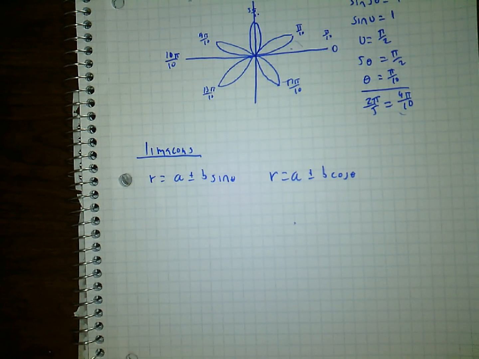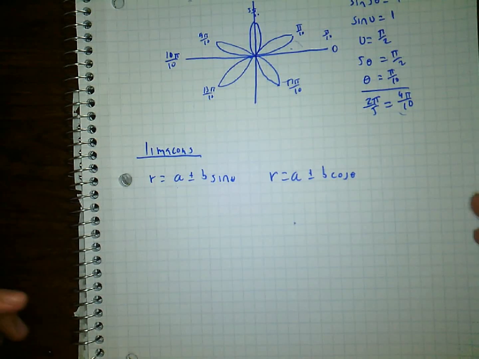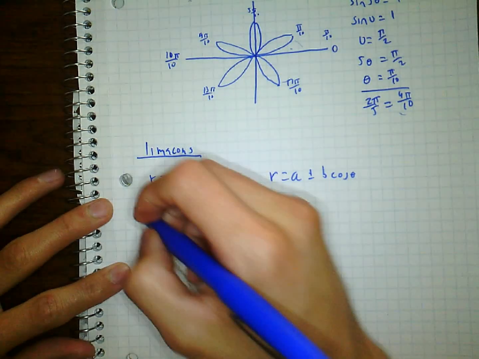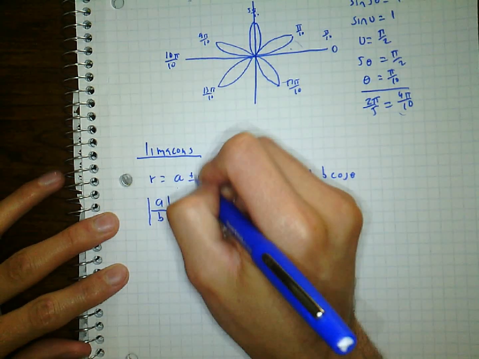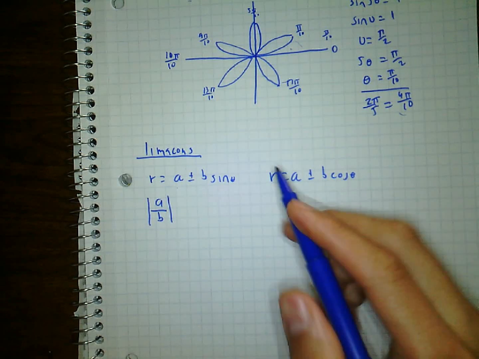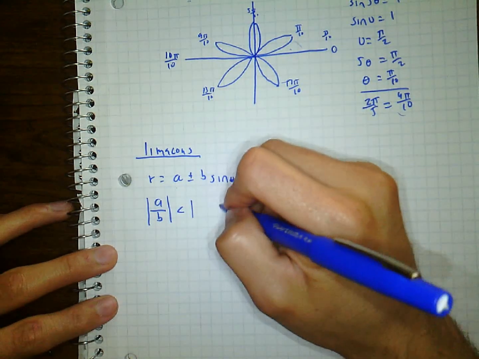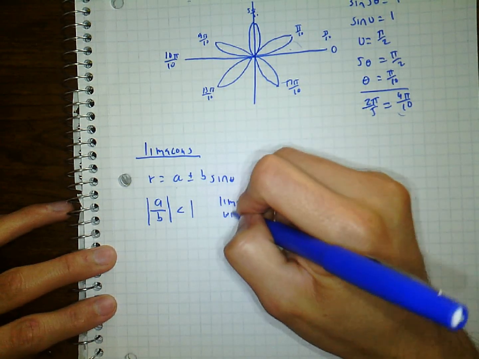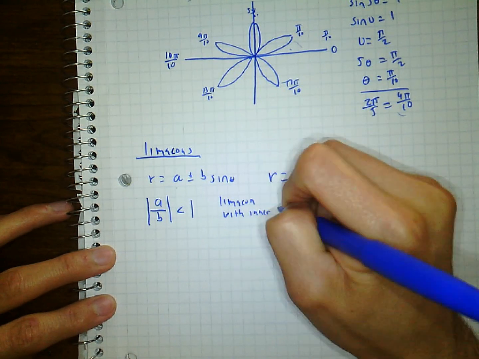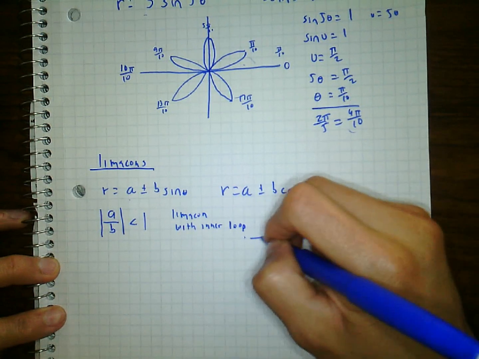Okay, so here's what's going to matter. We're going to be looking at these values right here, and I'll tell you what they look like in just a second. So if you do a divided by b, and we do the absolute value of it, I don't care whether this is positive or negative, if that is less than 1, then you're going to have something called a limaçon with an inner loop. And here's kind of what they look like. I pretty much call it the pretzel.